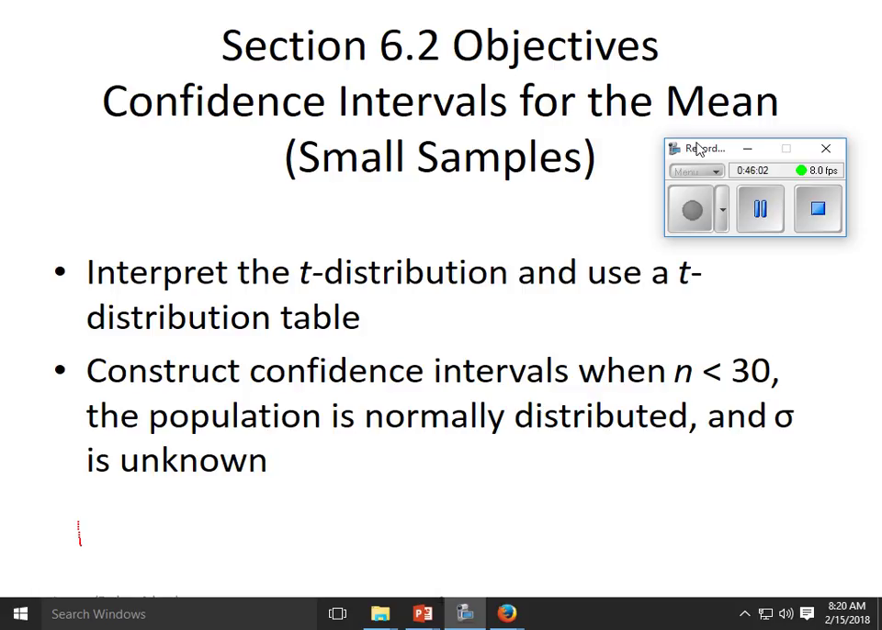Confidence interval for a mean with small samples. So now we're going to construct confidence intervals where N is less than 30. What do you think happens when you start creating confidence intervals where your sample size is less than 30? It's kind of more difficult. Not really more difficult, it's just kind of smaller. It's not near as accurate.